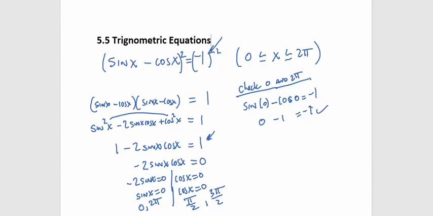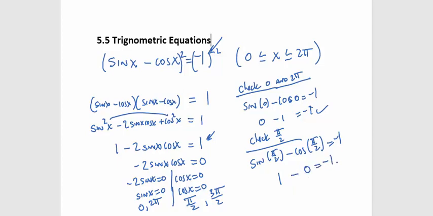Let's see pi over 2. Let's check pi over 2. So I'd say sine of pi over 2 minus cosine of pi over 2 is equal to negative 1. So let's see, sine of pi over 2, that's going to give me 1. Cosine of pi over 2 is going to give me 0. So 1 minus 0 equals negative 1. No, that's not a good solution. So we're going to nix that one from our answer set here. So we're getting rid of pi over 2.